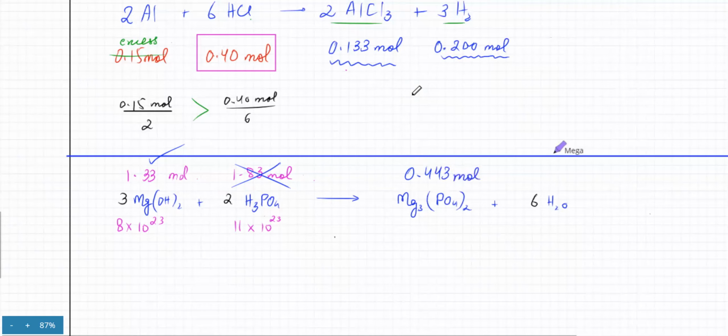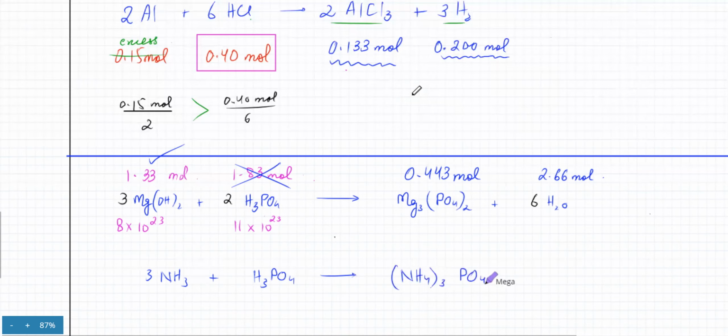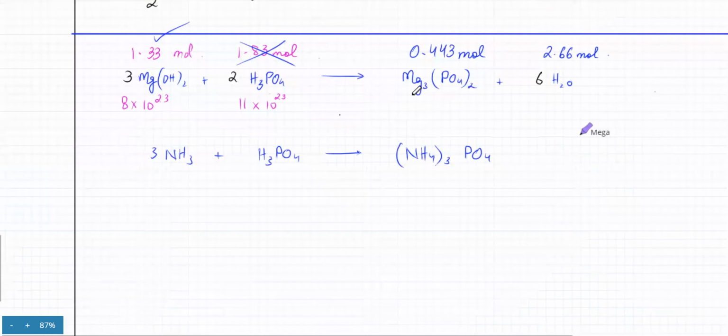What about the other one? 2.66. How much? 2.66 moles, right? So I'm just going to give you a small homework. Let's do ammonia, 3 ammonias plus phosphoric acid, and you're getting ammonium phosphate. So that's the reaction.